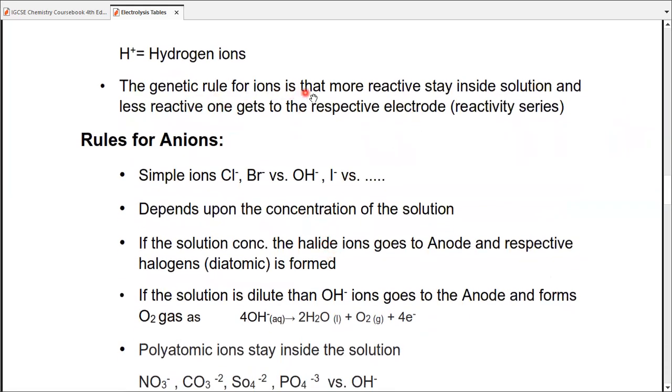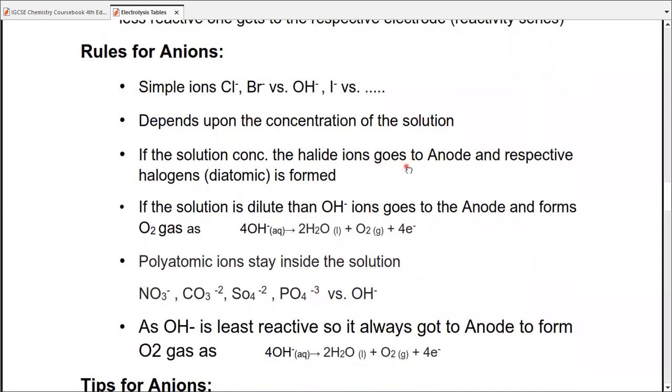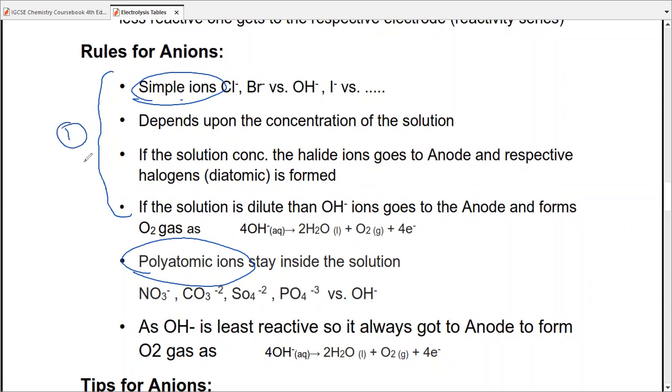The general rule for ions is that more reactive stays inside the solution and less reactive is the one that gets to the respective electrode. Okay. Rules for anions. Now, in case of rules for anions, we actually bifurcate them into two categories. Number one is simple anions, and number two are polyatomic anions. So all of this is category one. All of this is category two.